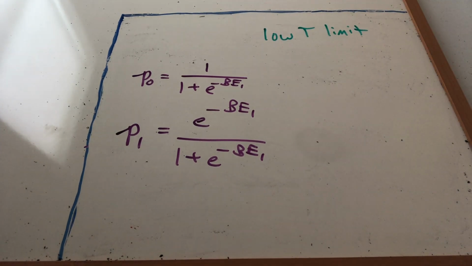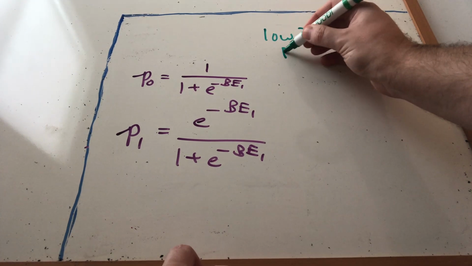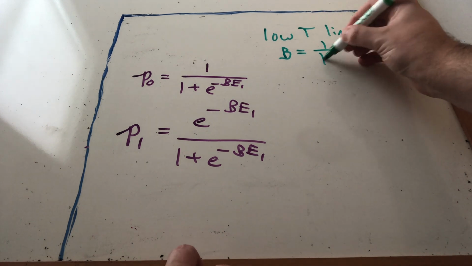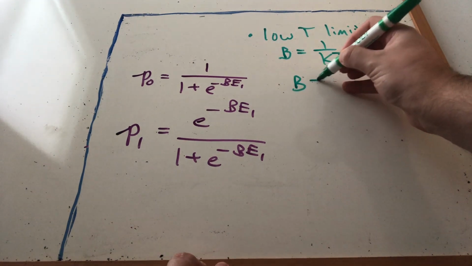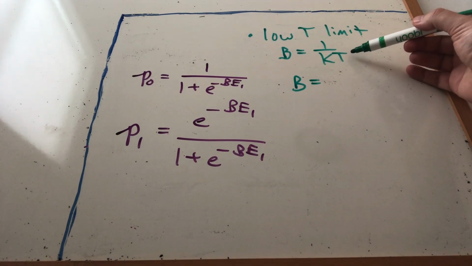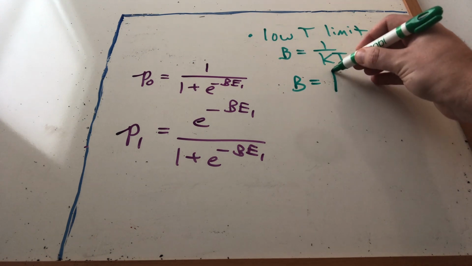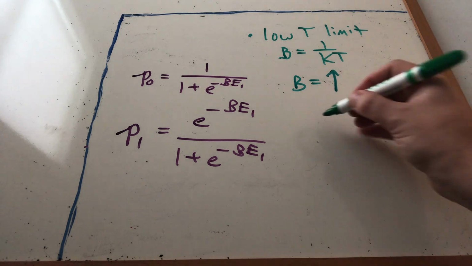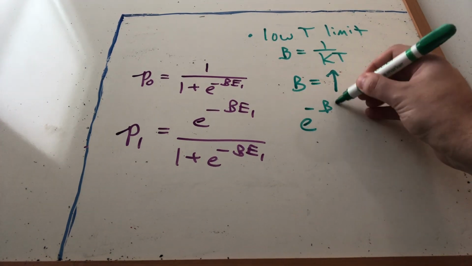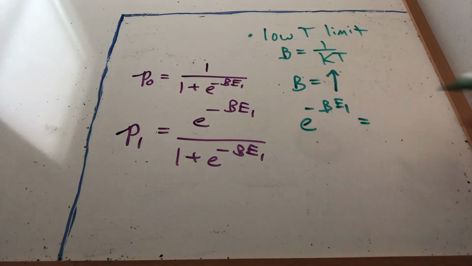Okay, so we have to think about where temperature is. Temperature is inside beta. Beta is 1 over kT. So if I make temperature small, what happens to beta? Well, temperature is in the denominator here, so as this gets smaller, beta gets bigger. Okay? So then, where's beta inside these expressions? Beta shows up in one spot: e to the minus beta E1.